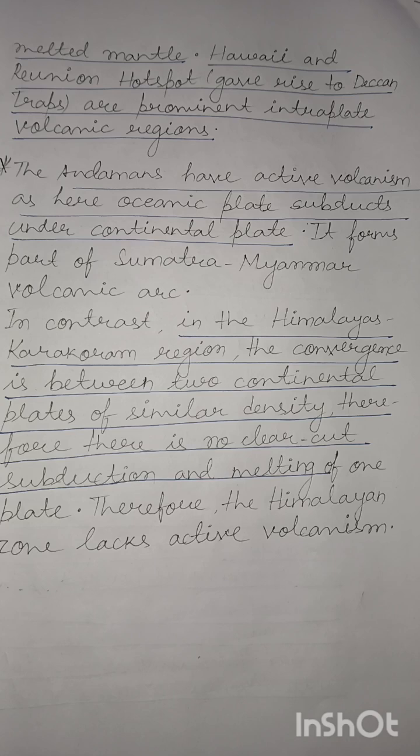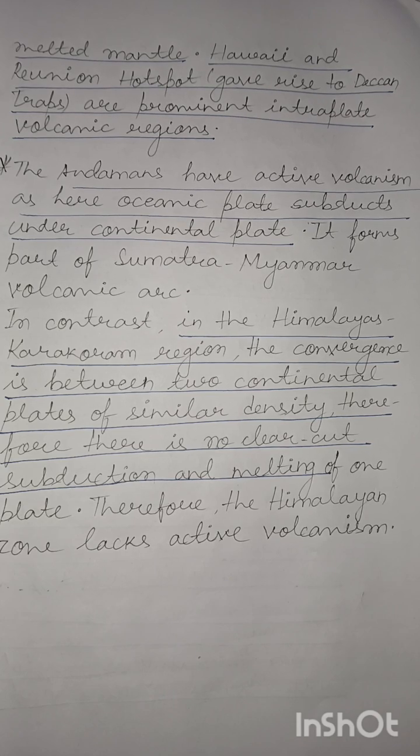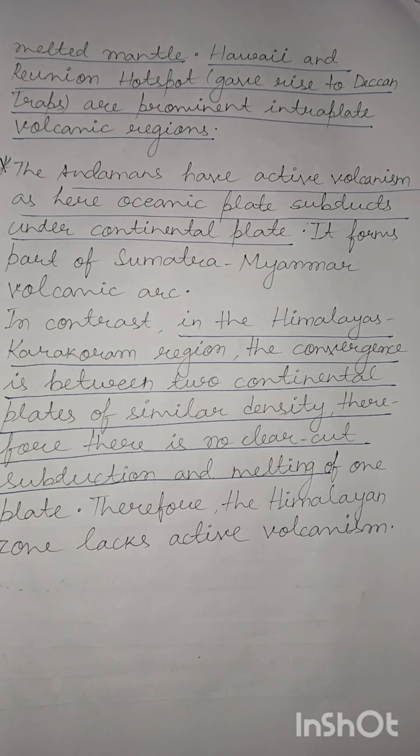So this was all for accounting for the distribution of volcanoes on Earth, and moreover, it also explains the often made observation that there is volcanism in Andaman and Nicobar, while there are no active volcanoes in the Himalayan zone. This was all for today.